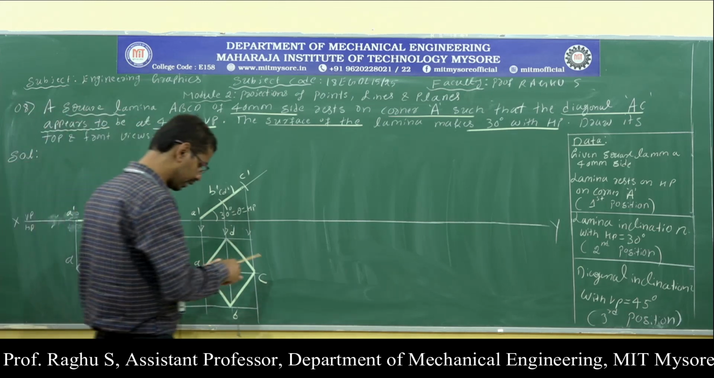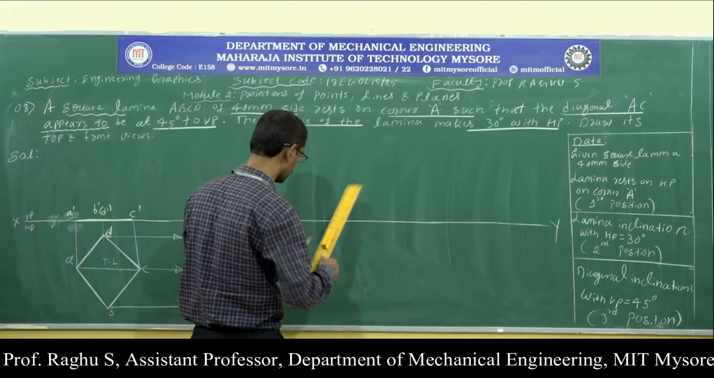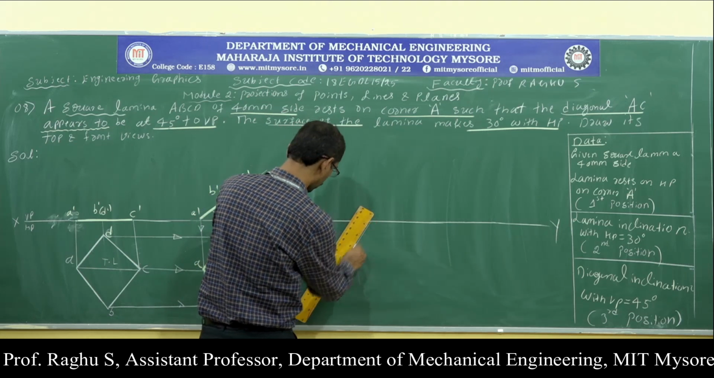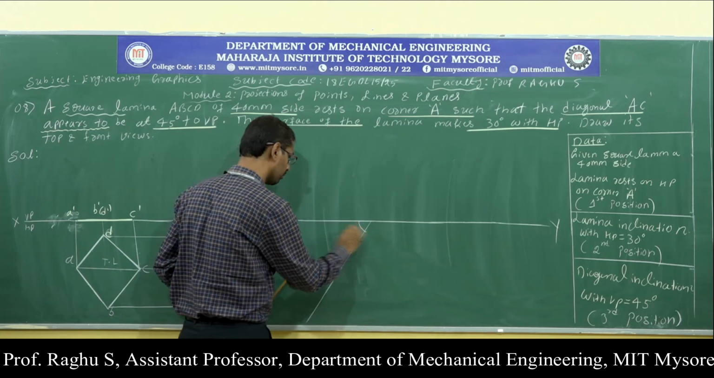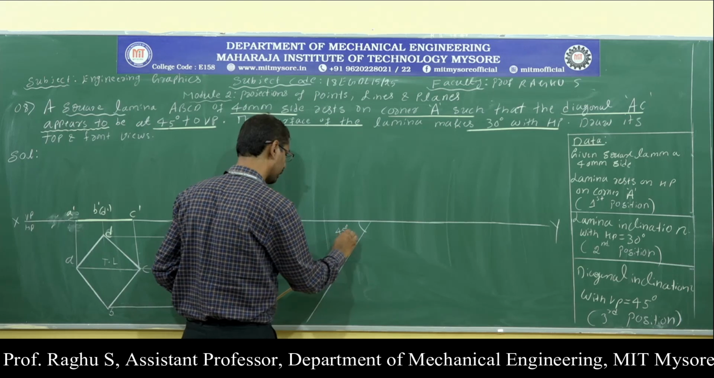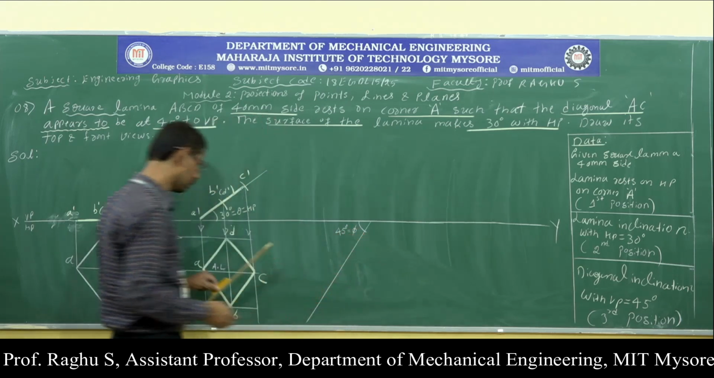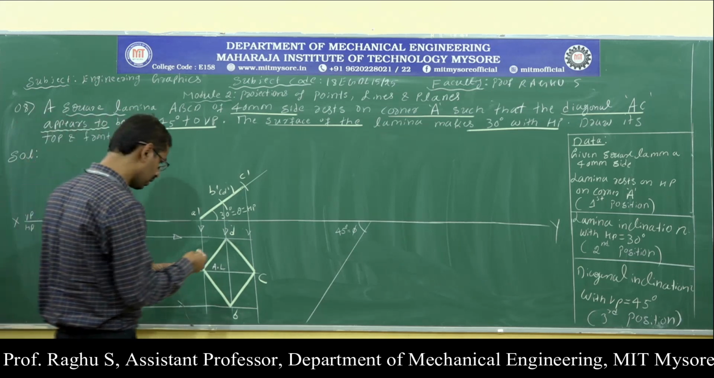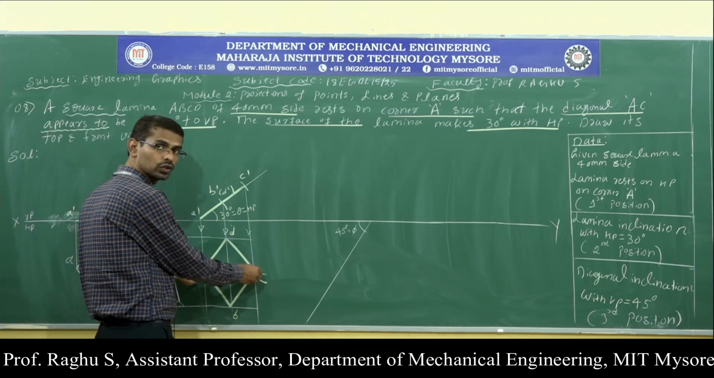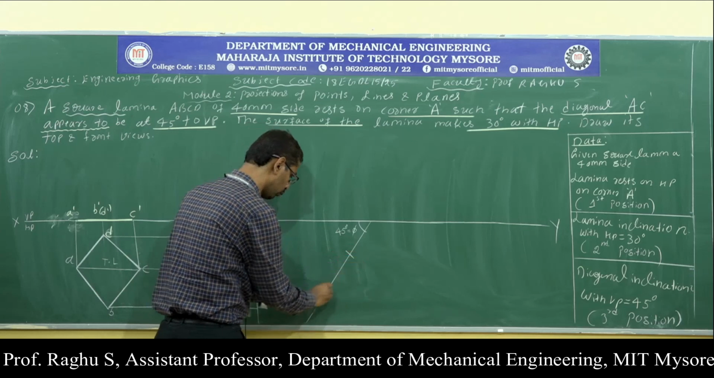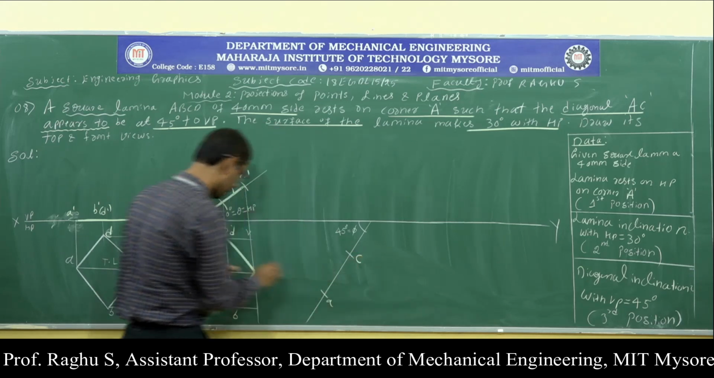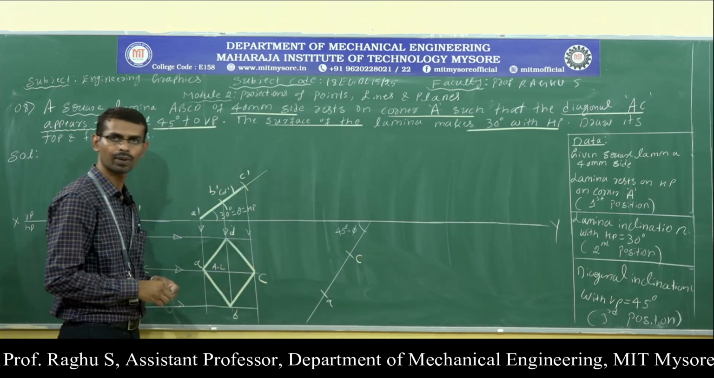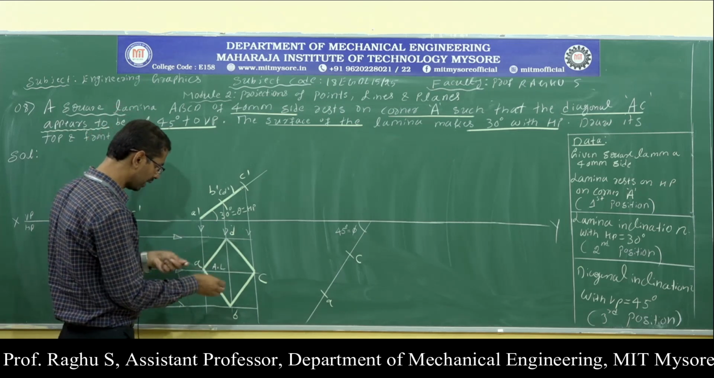Now draw a 45 degree line. Draw a 45 degree apparent inclination line with respect to VP. Now we redraw this lamina such that the diagonal AC appears to be inclined with respect to VP. You fix the diagonal AC, the apparent length. Next you redraw the remaining points.